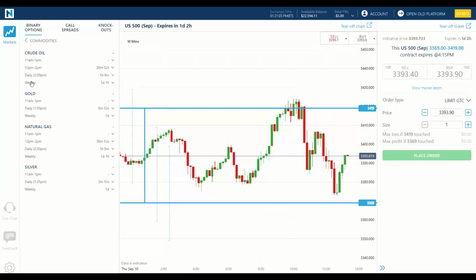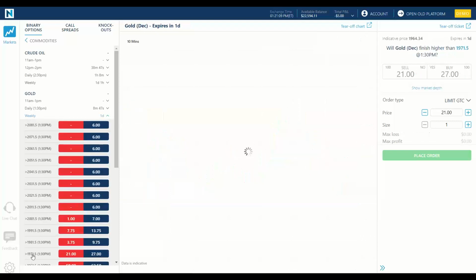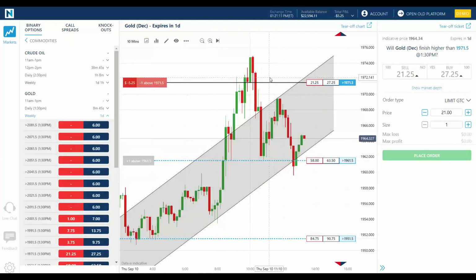their predictions. Is the price of gold going to be above a certain level on a certain date, yes or no, and it's an all or nothing. And what you're trading is the probability of that being true. If you think it's going to be true, you buy it and it goes to 100. If you think it's going to be false, you sell it and it would go to zero.